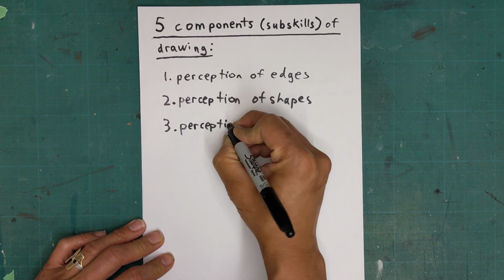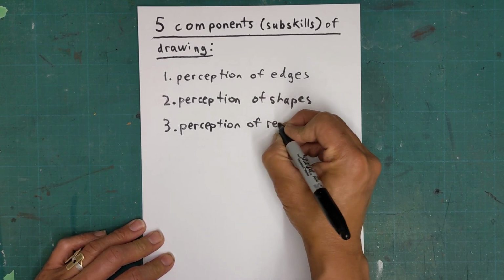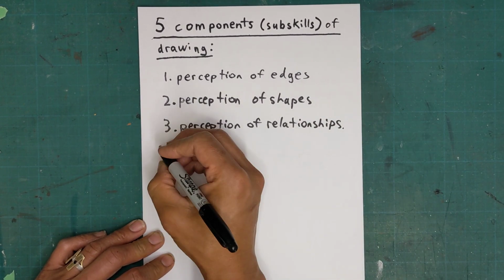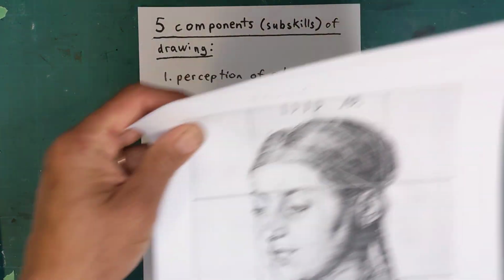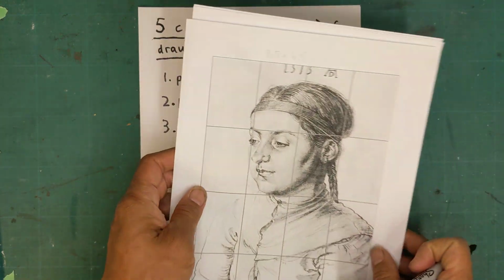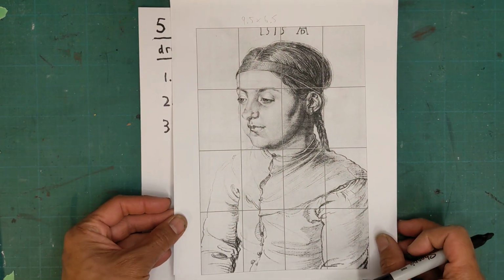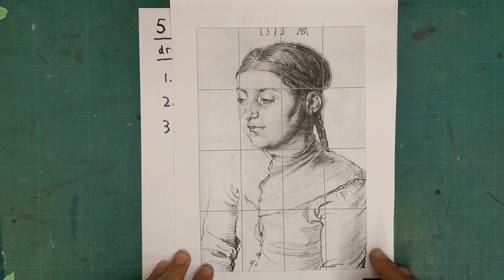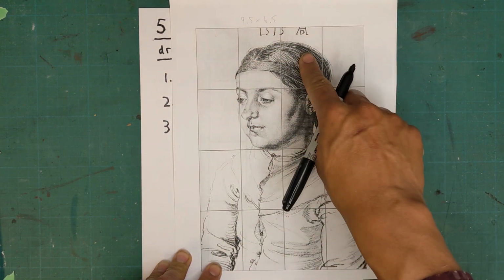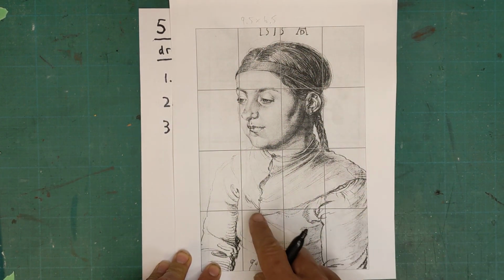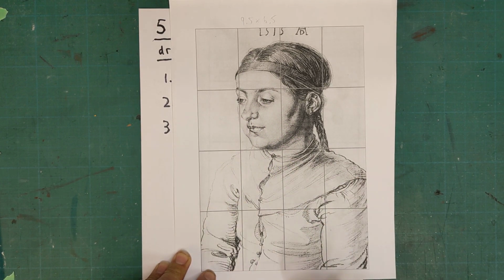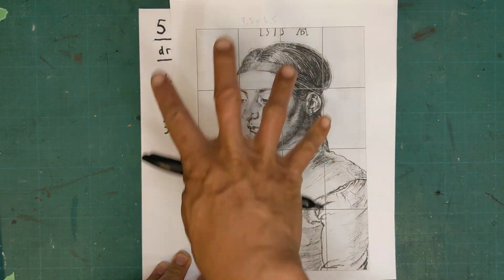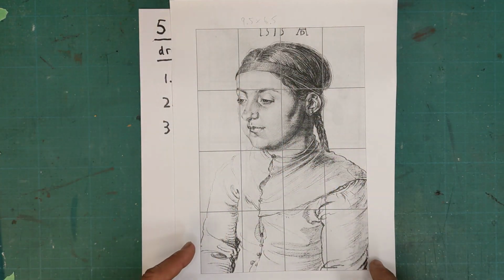Perception of relationships. So it's comparing one thing against another thing. And that could be, how large is this shape compared to this shape or this shape? How is this shape placed in this composition?